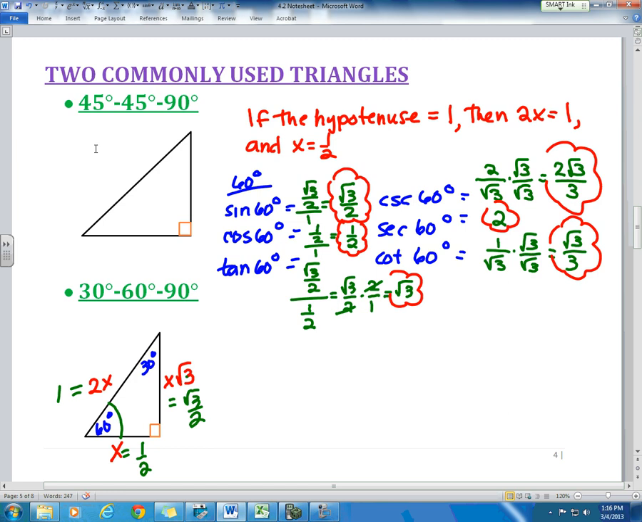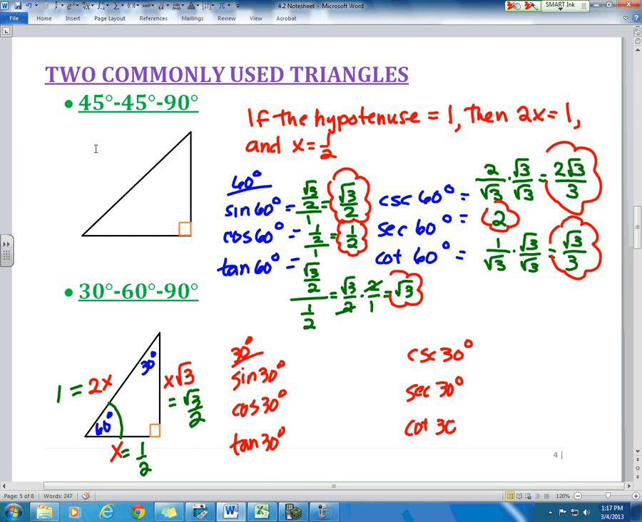Write down any questions you might have with that, and we'll go through and we will do the 30-degree angle down here. So if we're working with 30 degrees, we want sine of 30 degrees, cosine of 30 degrees, tangent of 30 degrees, cosecant of 30 degrees, secant of 30 degrees, cotangent of 30 degrees.